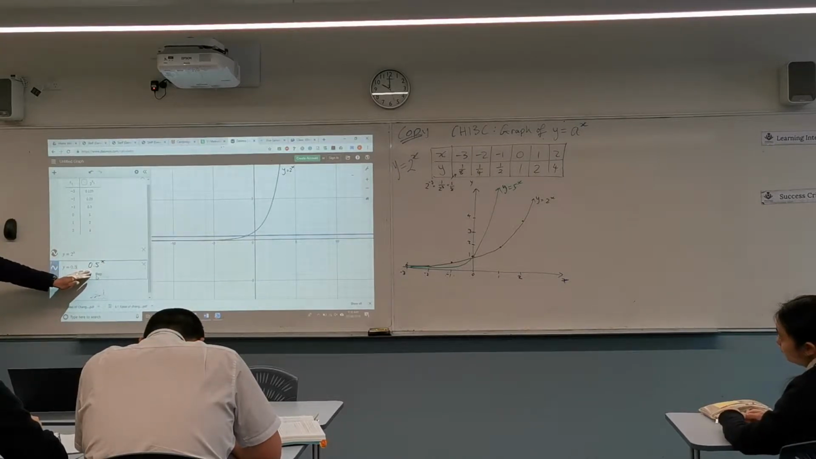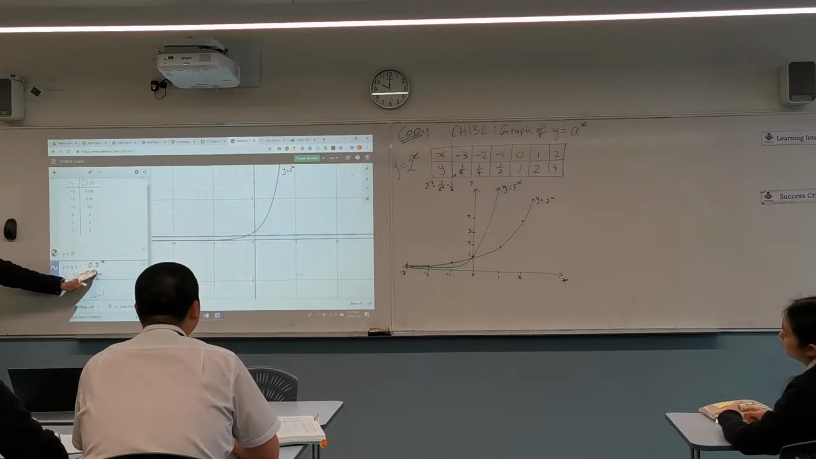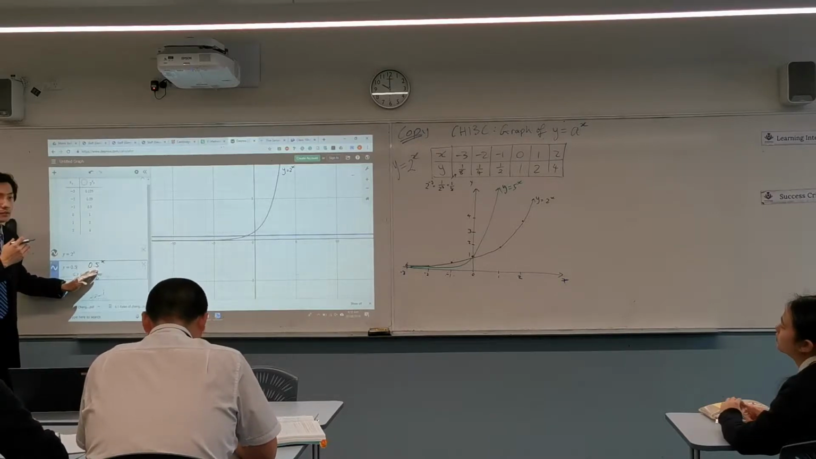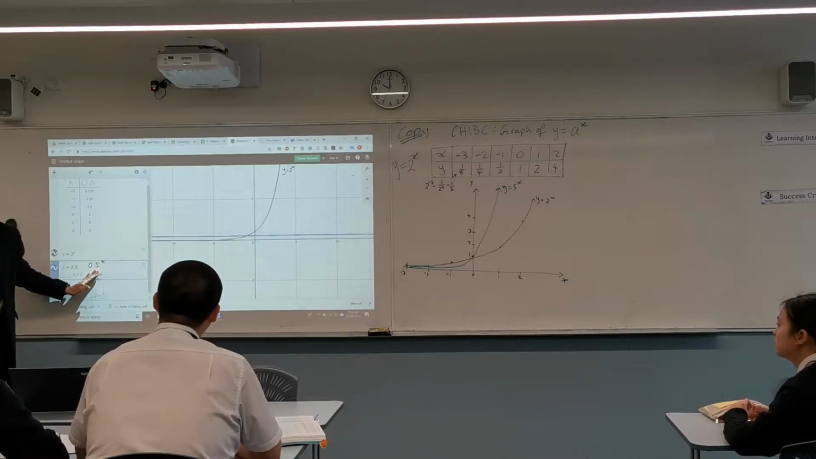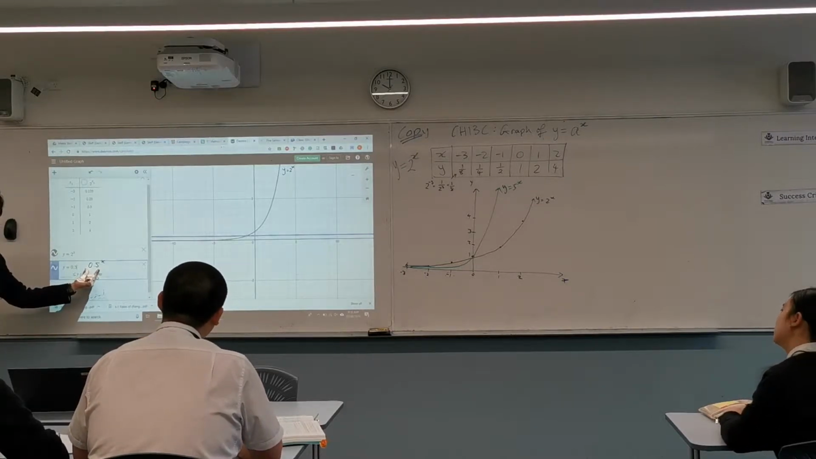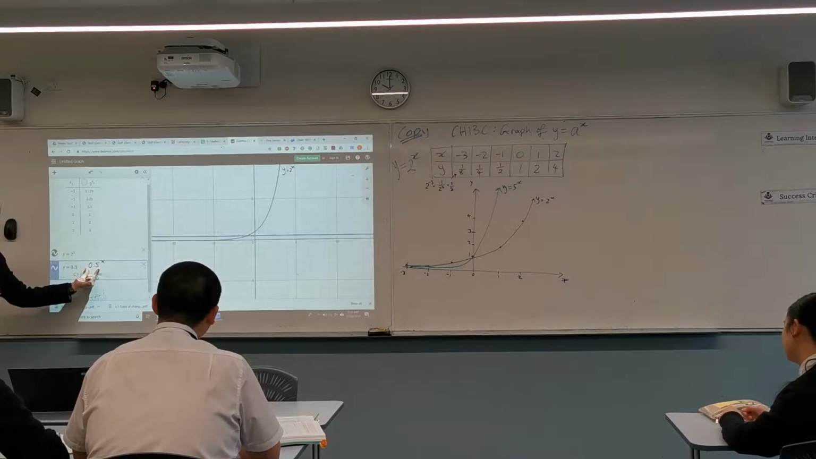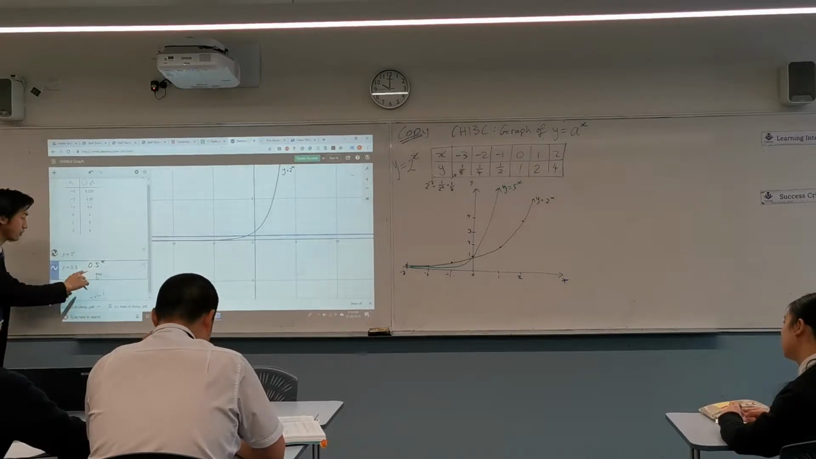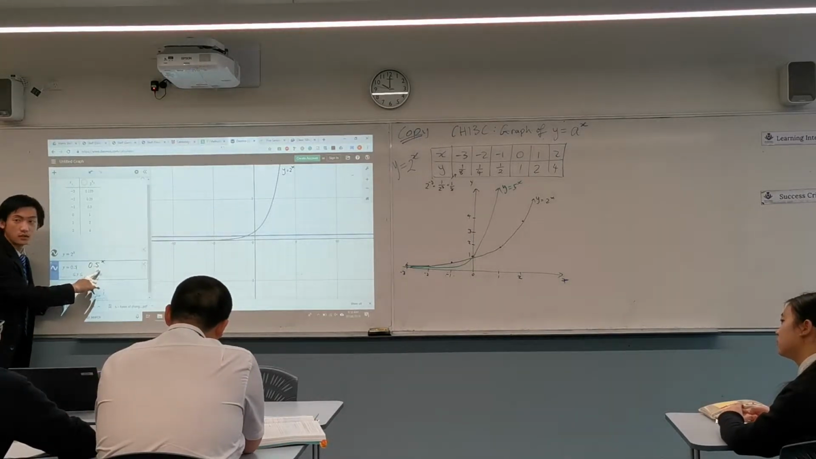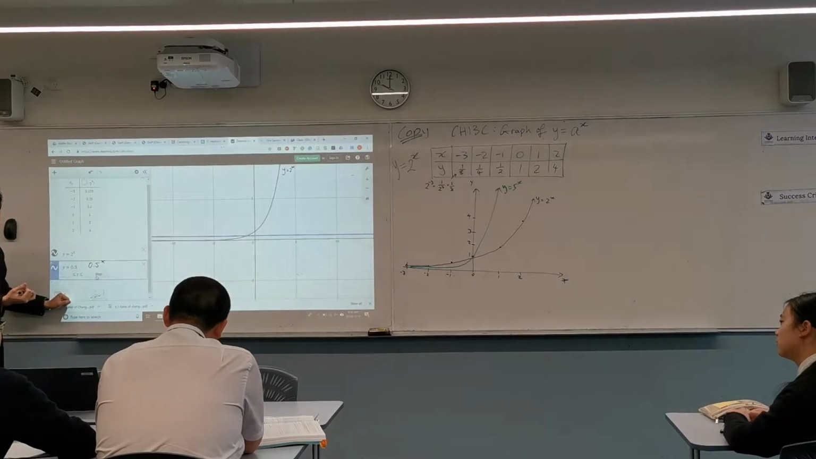I'm going to ask you all to think for a moment. For the previous few graphs, we were doubling or multiplying by 5 each time. What does this tell us? Smaller? By how much each time? Each step that we go, what are we multiplying by? Half. So we're halving each time.